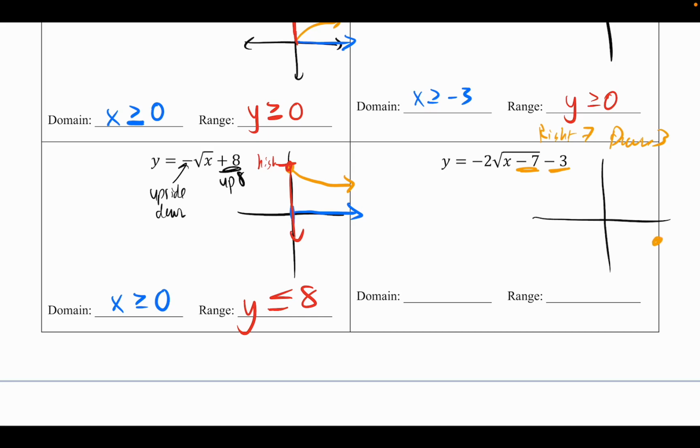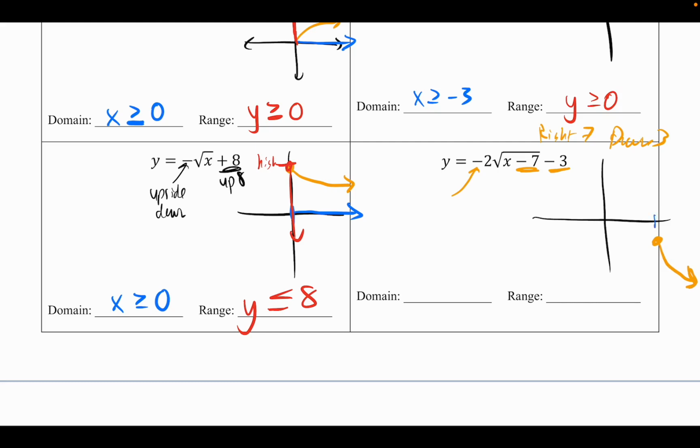So if you go right 7, down 3, you'd have an endpoint that's right about there. And then we can also see that there is a negative in front and also a -2, which makes it get stretched a little bit. So it'll be kind of going down a little bit faster, going down because it's negative. So it'll look something like that, right?